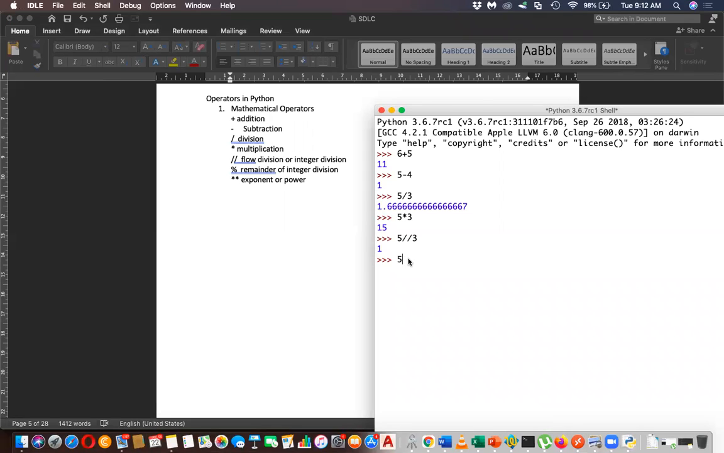And then 5 remainder 3 will give you 2, because after division, what is remaining? It's 2. That is the integer remainder. And for exponent, 5 to the power 3: 5 into 5 is 25, 25 into 5 is 125. Okay, I think you had better write the examples too.